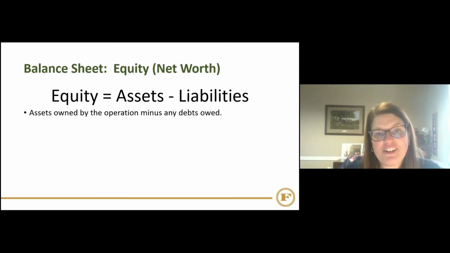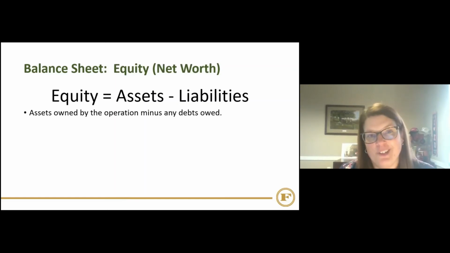So once you have your assets and your liabilities, then you can calculate your equity. Again, that's also known as your net worth. Your equity equals assets minus liabilities.